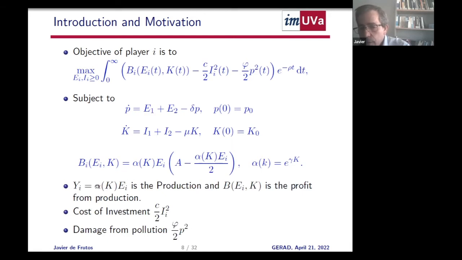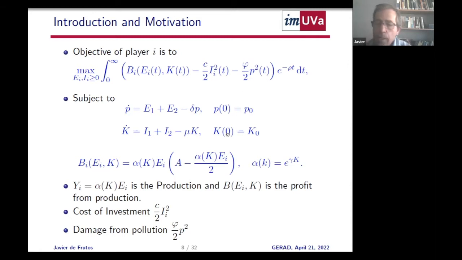The product of the function alpha of the technology times the emissions represents the production of a player. And then this nonlinear function here represents the profit from production. Obviously, the objective of player i is to maximize the profit, so to increase the value of this function B. In order to do that, he or she has two possible ways. One is to increase the emissions in order to raise the value of B. If he increases the emissions, this has as a consequence an increase in the stock of pollution, and the stock of pollution has a quadratic cost.